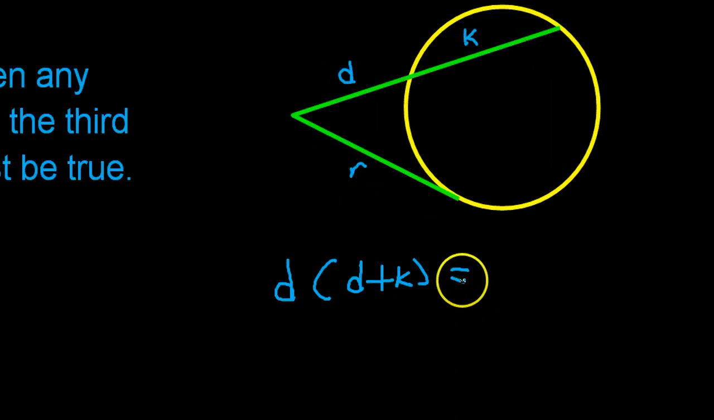Now this lower segment, because it is tangent like this, the part and the whole are the same thing. So when I do part, I say R. When I do whole, I say R. So part times whole is R times R, which we would write as R squared. So watch out for that.